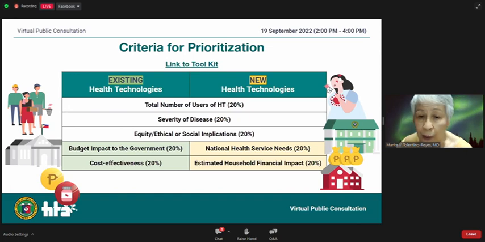However, we now use different criteria. After this, we will use budget impact to government and cost effectiveness if it is existing. If it is a new technology, we will look at whether it is a part of the national health service needs, no? Is there a law about it? Is it now a part of the public health programs? And we look at estimated household financial impact instead of budget impact to the government. For new technologies, we look at household financial impact.